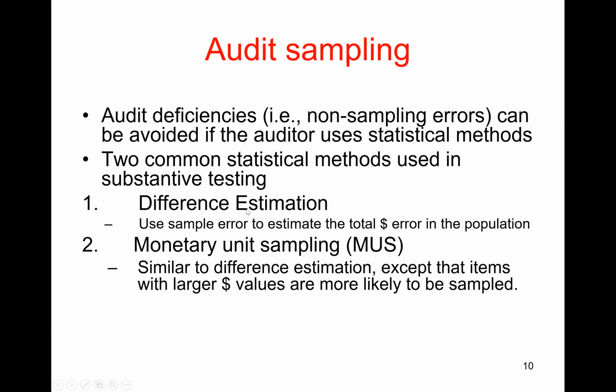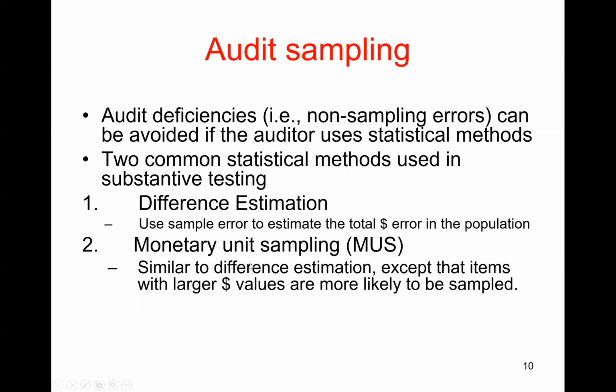So with difference estimation, the basic idea here is you use the error in your sample to estimate what the error is likely to be in the population. Okay, this is the simpler of the two methods. Difference estimation relies on random sampling, which may not be the most efficient way to collect your sample. So that will then take us to monetary unit sampling, because with monetary unit sampling, you're not doing random sampling. Instead, the likelihood of sampling a particular item is going to be greater if that item is a larger value.